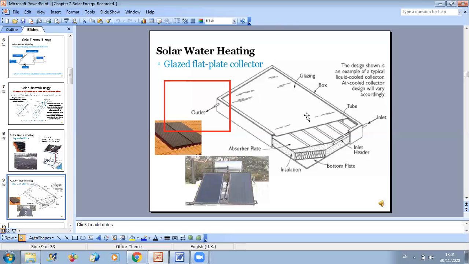For example, this system is used a lot for domestic hot water, so it can satisfy the hot water demands of a home. And of course, we have the bottom plate for insulation to reduce the losses from the other side. This design is an example of a typical liquid-cooled collector. Air-cooled collector designs will vary accordingly, so you can circulate either air or water as the fluid.